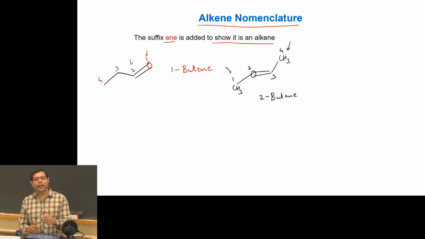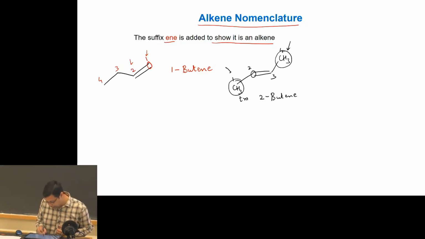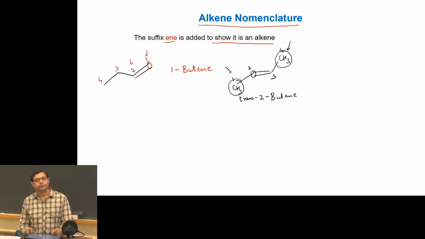Now one last thing you need to add is whether it's cis or trans. Because the groups are on opposite sides of the double bond, this is a trans-2-butene. All right. So when you're naming alkenes, the 2 additional steps you will have is to write the position of the double bond as well as to mention if it is cis or trans. All right. Let's take another example.